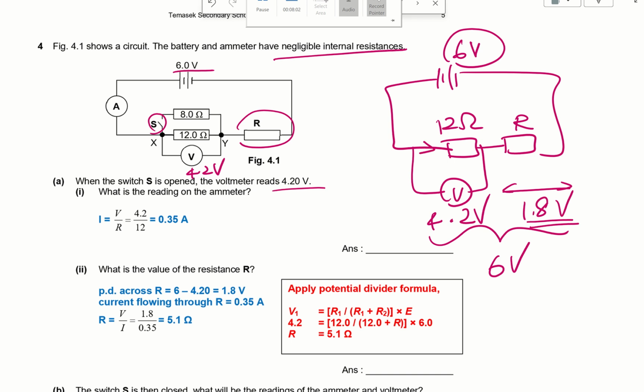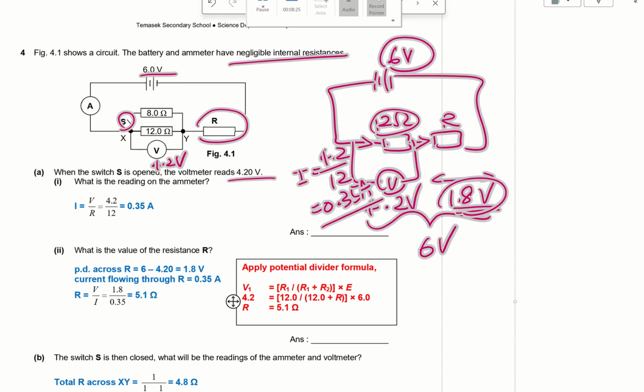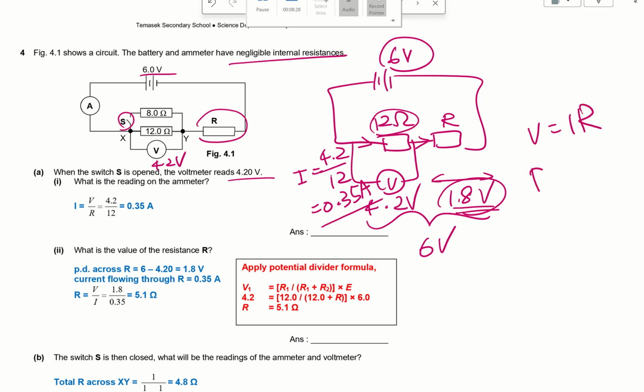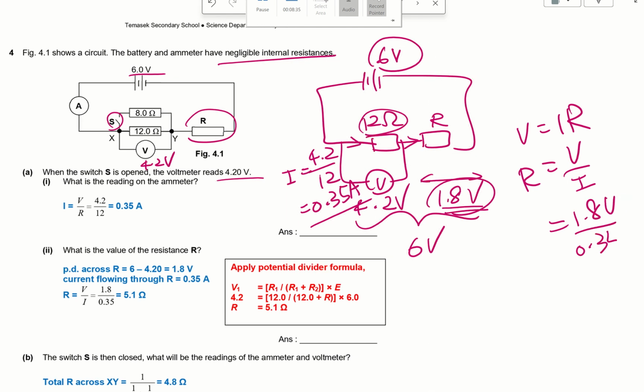And because I know the voltage across 12 ohm, so I can actually calculate current. So equals to 4.2 divided by 12. Okay, and it's equals to 0.35 ampere. And because they are connected in series, therefore, the current that flows through resistor R is also 0.35 ampere. And because I know their voltage, so I can actually use V equals to IR. R equals to V over I equals to 1.8 volts over 0.35 ampere. So I'll get 5.1 ohm.